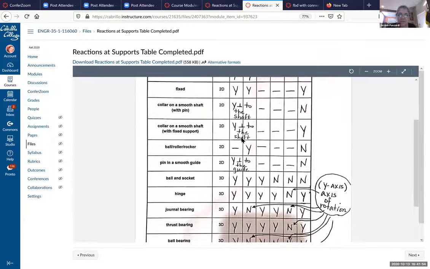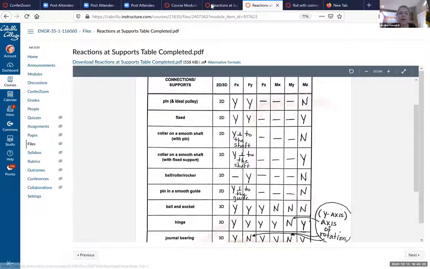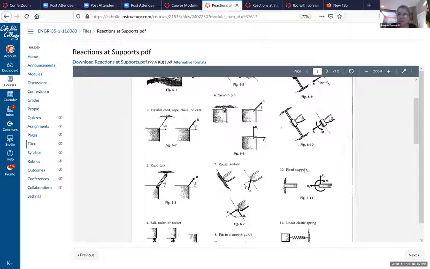Let's go down to a ball and socket joint. It's a 3D problem. So it could possibly resist all 6 of these motions. But we learned that a ball and socket joint can rotate relative to each other in X, Y, or Z. So the only thing it could resist is the forces in the 3 directions. Okay? Think of a door hinge. Actually, let me go to the other picture. Can you see the schematics here in front of you? Yes.